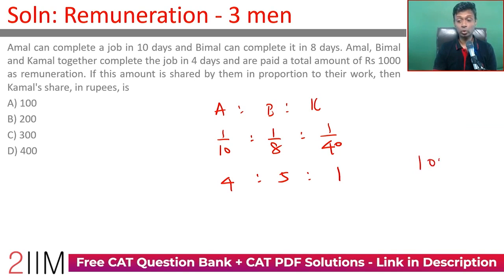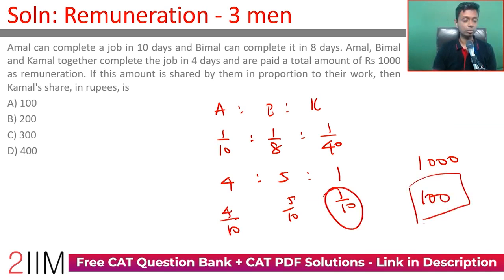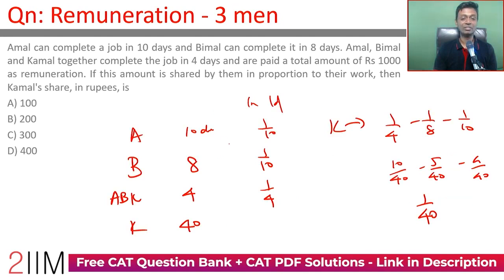Totally, they get ₹1,000. And the amount Kamal should get is 1/10 of this. This is 1/10 of total, 5/10 of total, 4/10 of total. Kamal should get 1/10 of ₹1,000, or ₹100. Key thing here: if you're given the number of days you take to complete a task, you think about what gets done in 1 day. That's the rate.